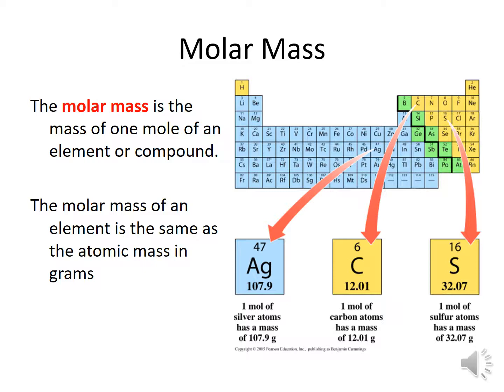So a mole of silver, 107.9 grams. A mole of carbon, 12.01 grams. A mole of sulfur, 32.07 grams. So that's telling me that 6.02 times 10 to the 23rd atoms of silver have a mass of 107.9 grams.